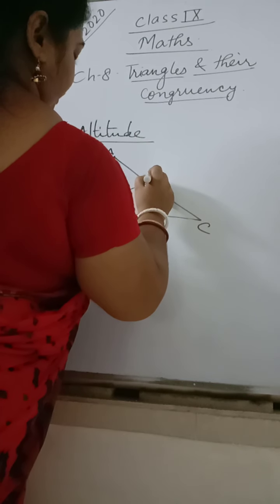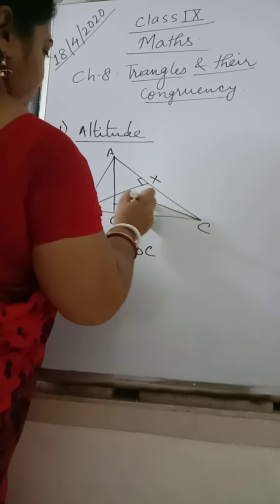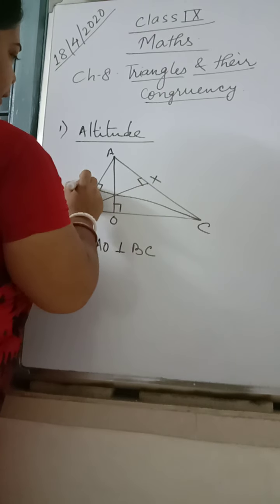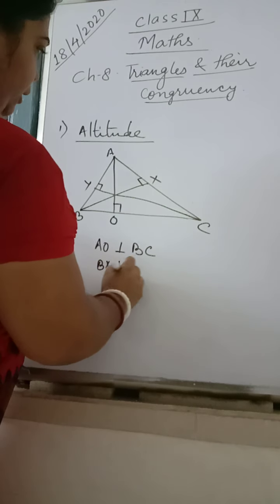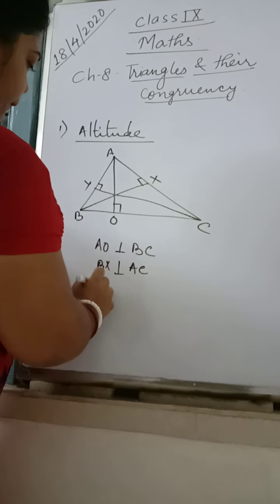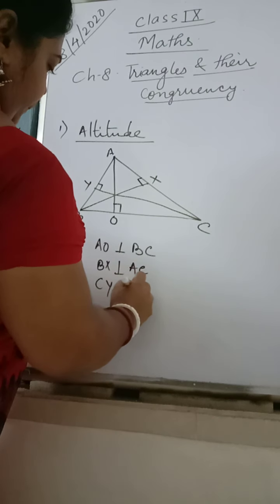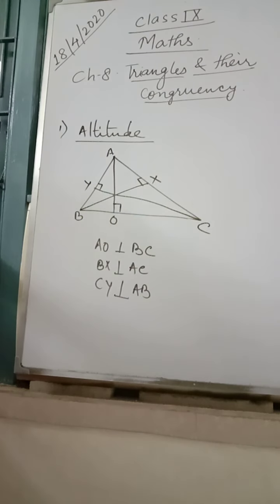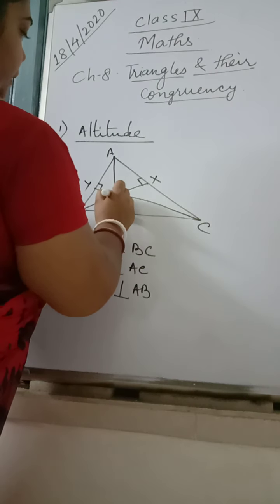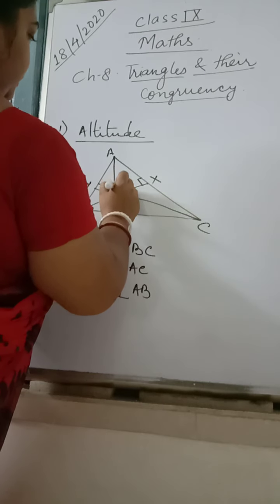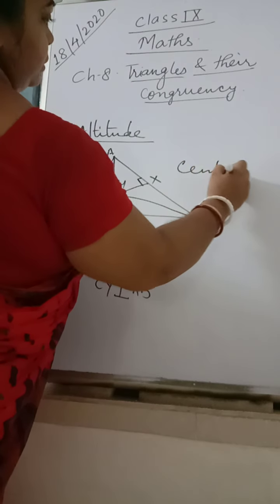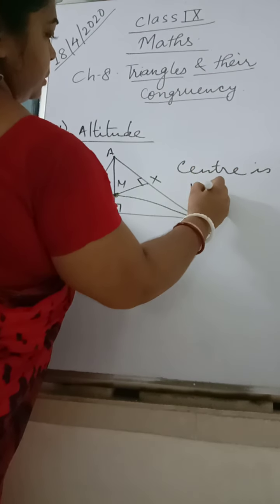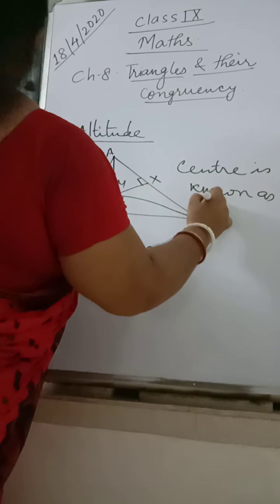This is B, X and C, Y. So BX is perpendicular on AC and CY is perpendicular on AB. Now the center, this center M, is known as the orthocenter.